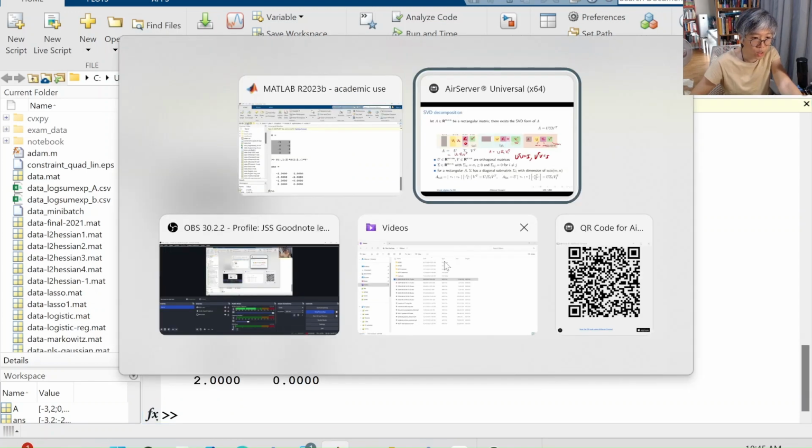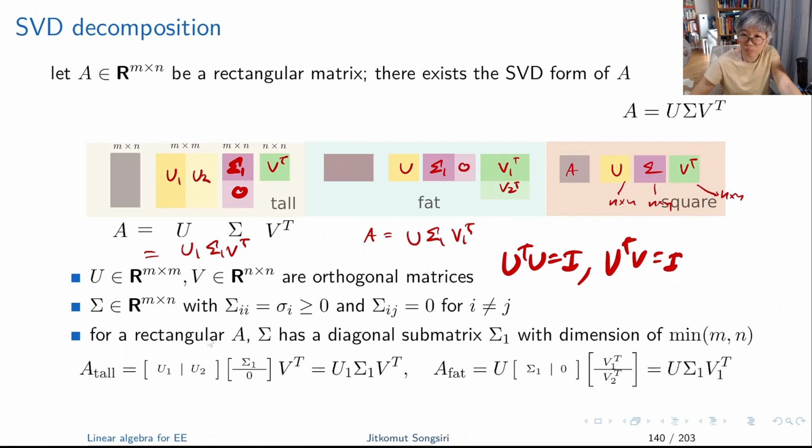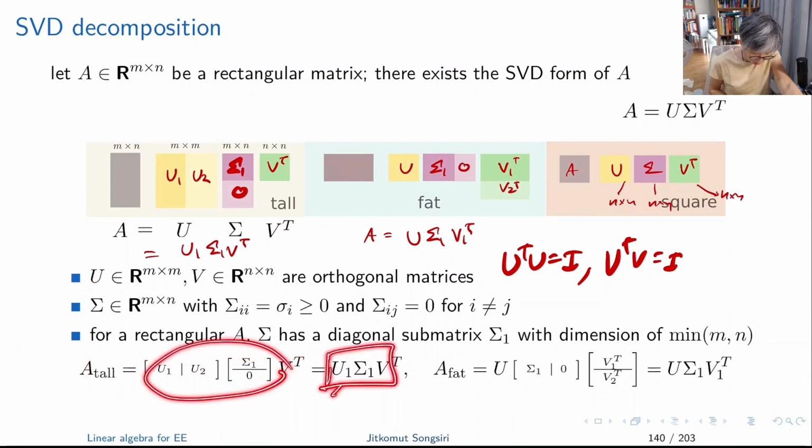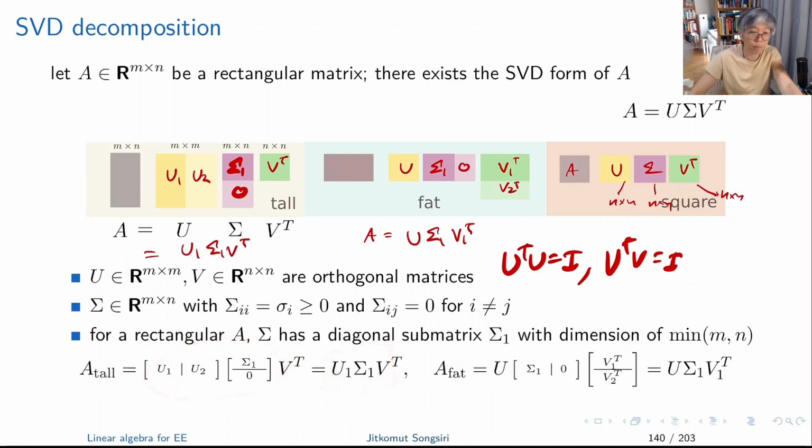Okay, so we just confirm, can we see the mouse? So we just confirm that for the tall case, the SVD that you got only uses the information of U1 and sigma 1.